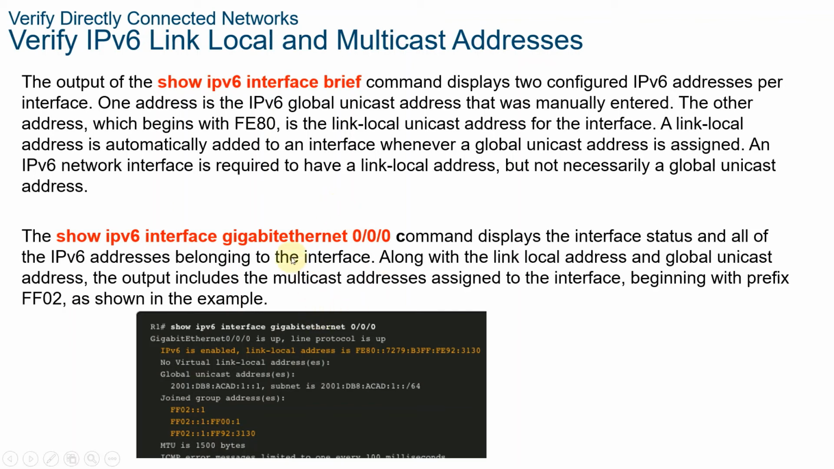You could also use specific commands here, something like show ipv6 interface gigabit ethernet 0/0/0. It displays the interface status and all of the IPv6 addresses belonging to the interface. Along with the link local address and the global unicast address, the output includes the multicast addresses assigned to the interface, beginning with prefix FF02 as shown in the example.